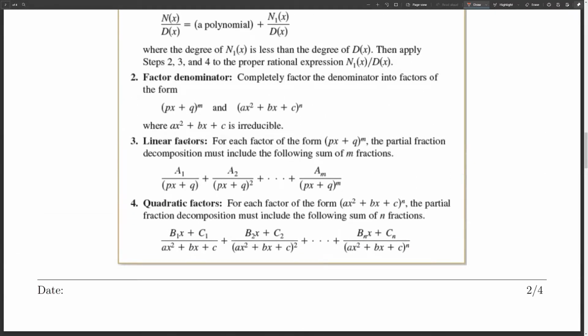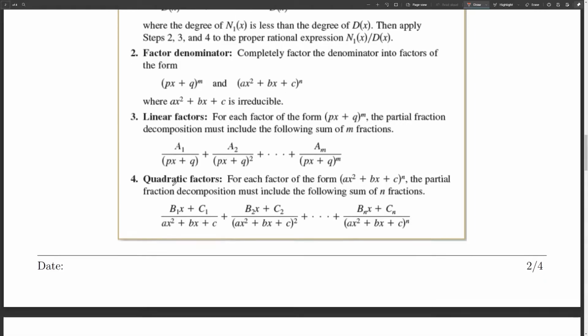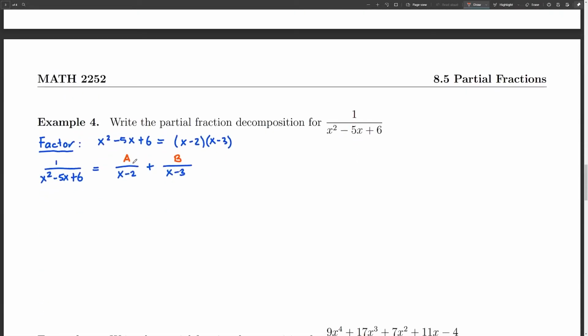So what we've done here is we used the third part of the partial fraction decomposition, where we looked at the linear factors of px plus q to the power m. Now in our example, we have two linear factors, x minus 3 and x minus 2, and they're both to the first power, so there's only one term for each of these fractions.